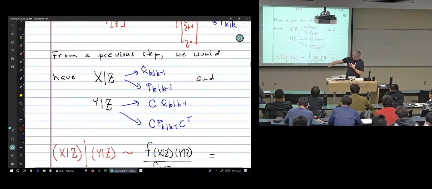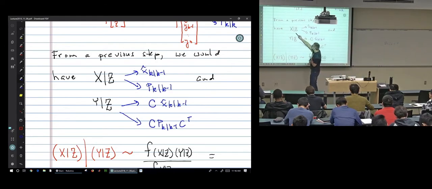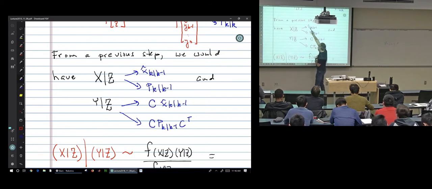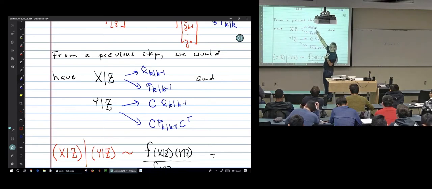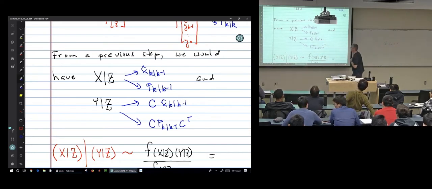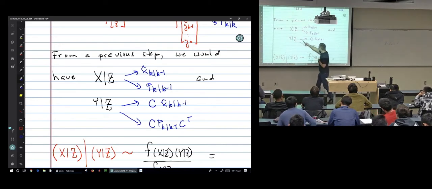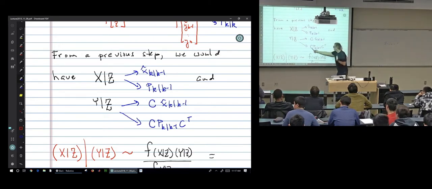Now, the way the recursion will work is that we will be able to have x conditioned on the old measurements. So this is going to be our best guess of x at time k conditioned on all but the current measurement. We're leaving that one out, but we don't have it yet. It will have a mean and a covariance. Now the measurement depends upon x and a noise process, and it will also have a mean and a covariance.